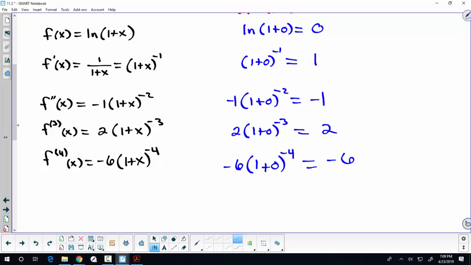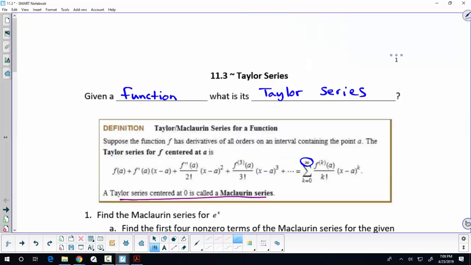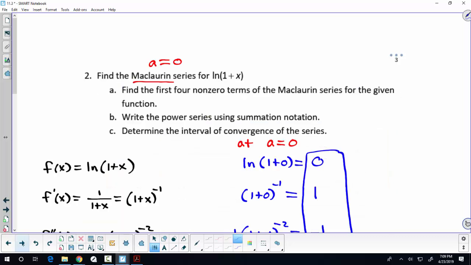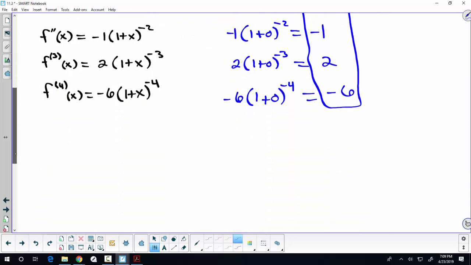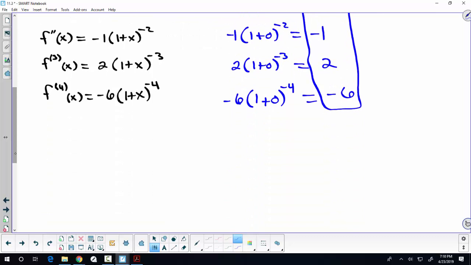Okay, so we find the function, its derivatives, and then we evaluate those derivatives at a equals 0. And really, this is all we're after. Out of all of that, the whole purpose of taking the derivatives and then evaluating at a was to get those numbers right there, because those numbers are these numbers. That's all we've got so far. But the rest of it is a pattern, and it's always consistent.